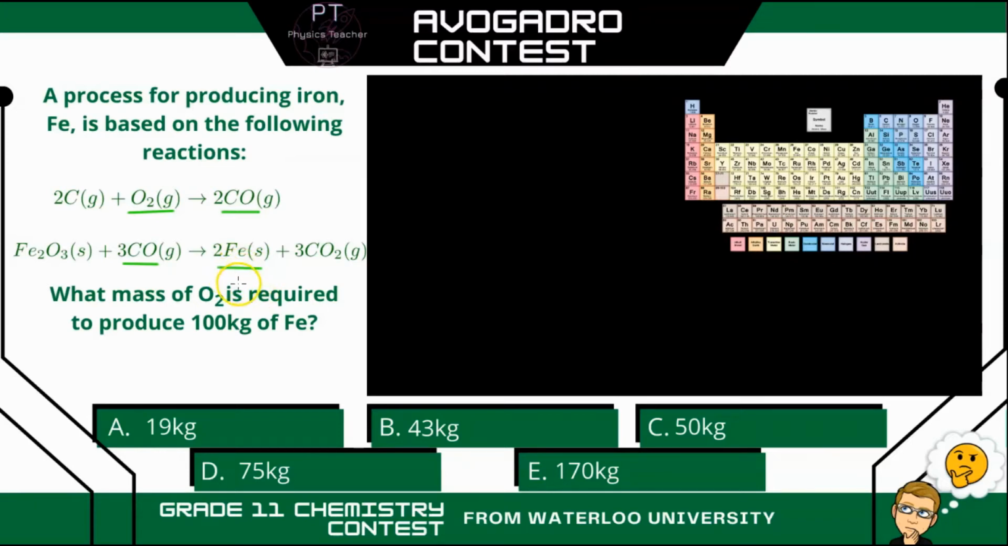So let's first say, in order to get 100 kilograms of iron, how much carbon monoxide do we need? And this is the equation we're going to use in stoichiometry. It's going to be the number of moles equals the mass divided by the molar mass. So what we're given here is the mass of iron. And what we can get from our periodic table is the molar mass for iron.